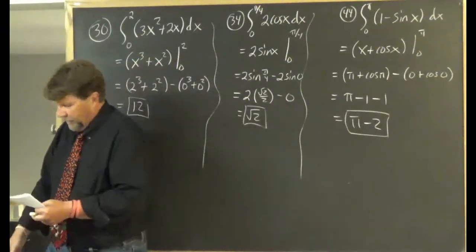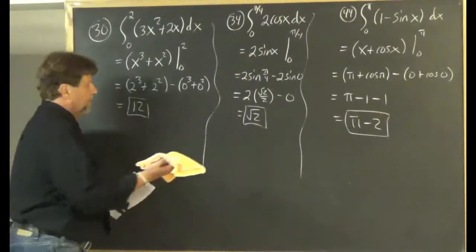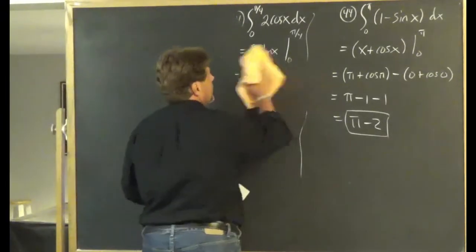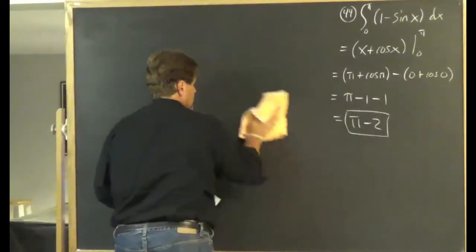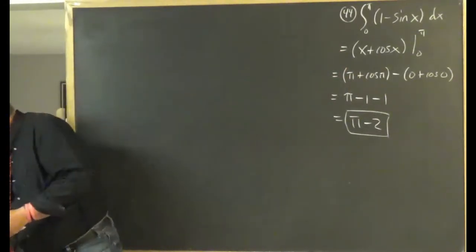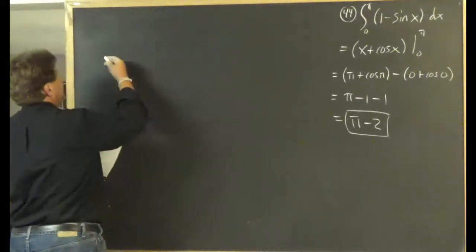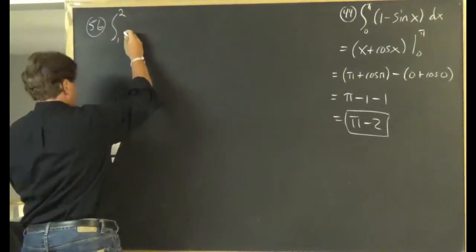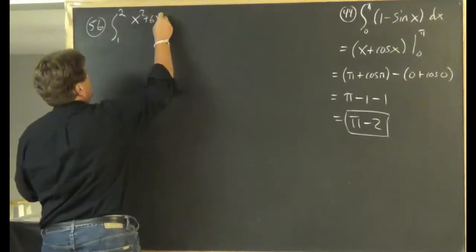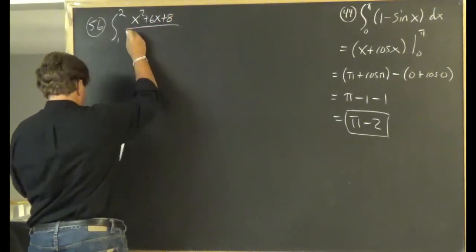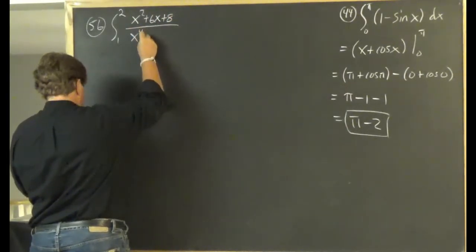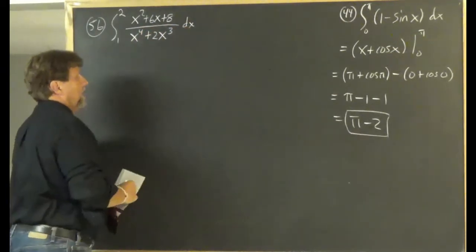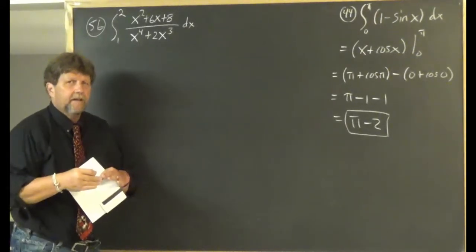And you had one more, number 56. So bear with me as I erase some stuff here so I can put number 56 up here on the board. And 56 was integrating from 1 to 2, x squared plus 6x plus 8 over x to the 4th plus 2x cubed dx.